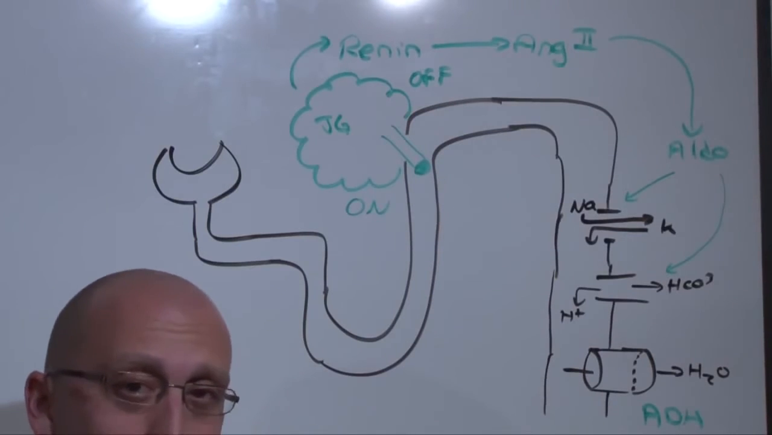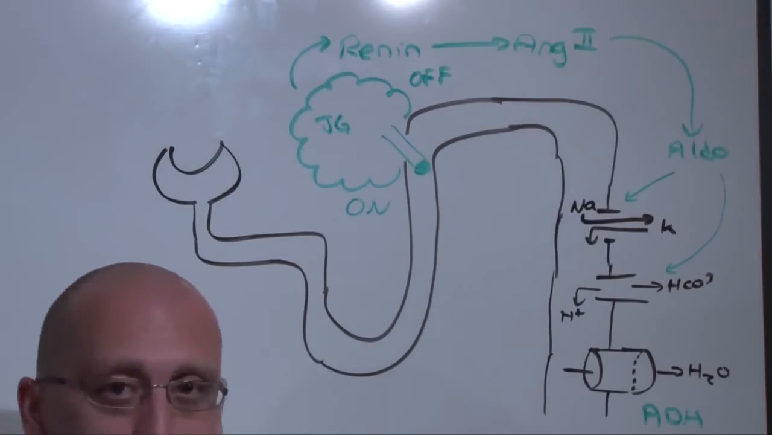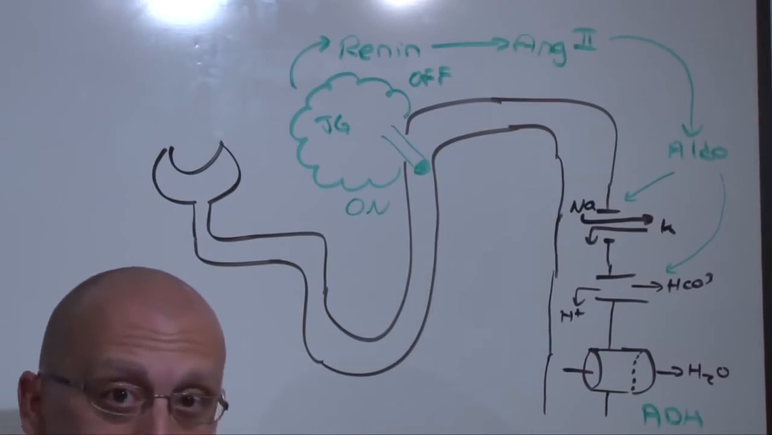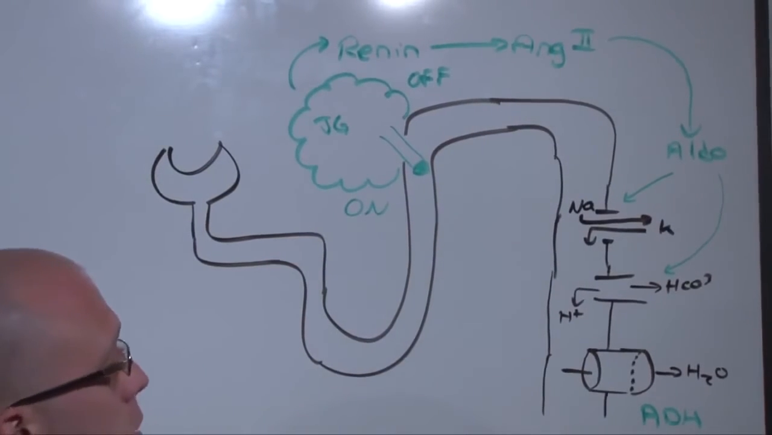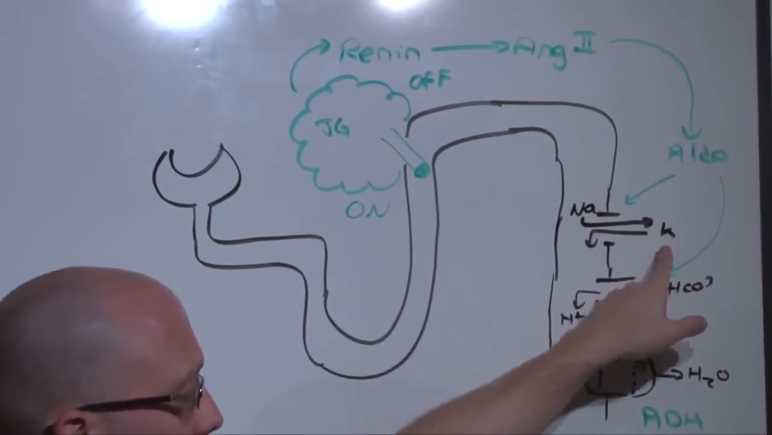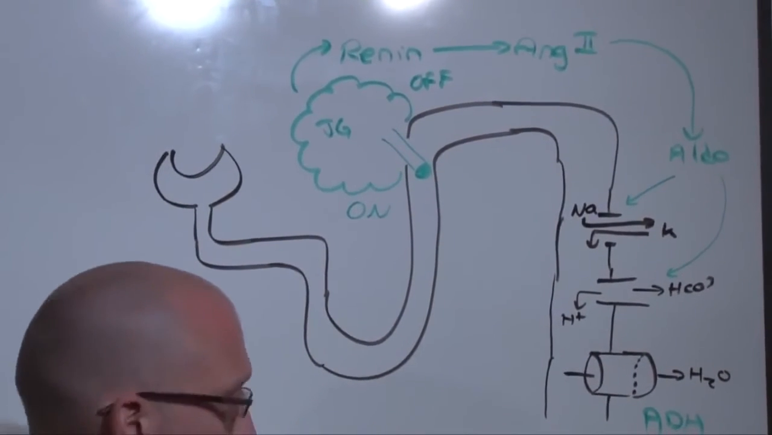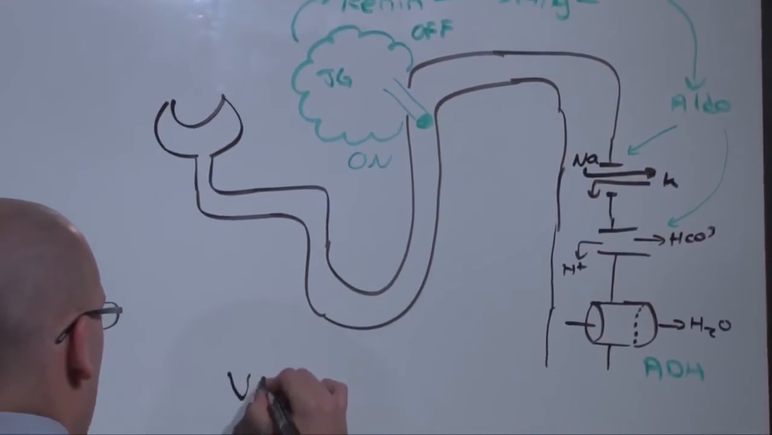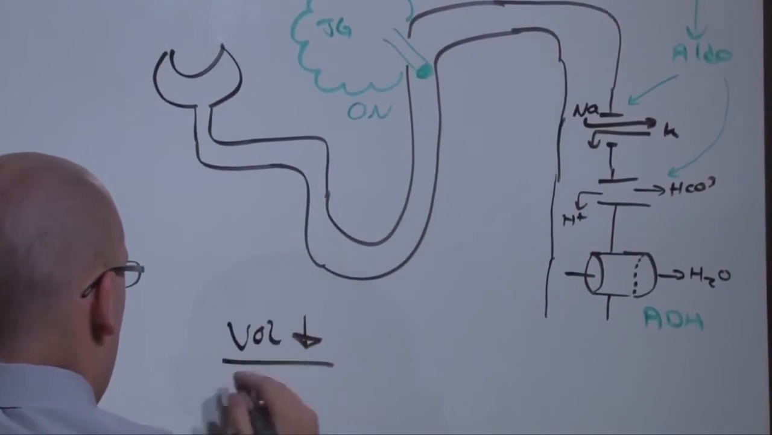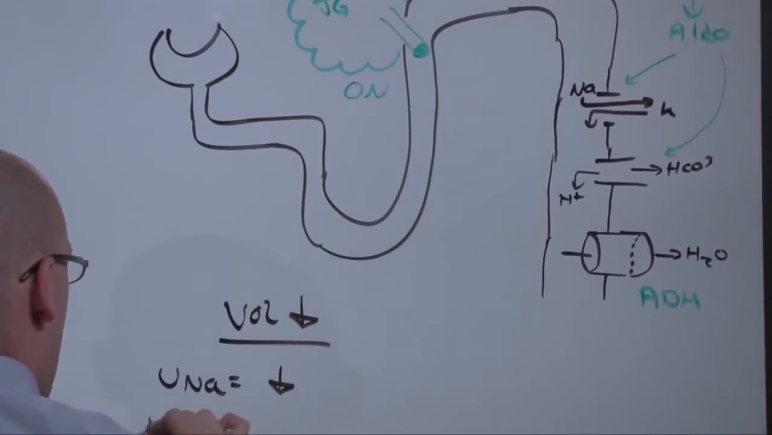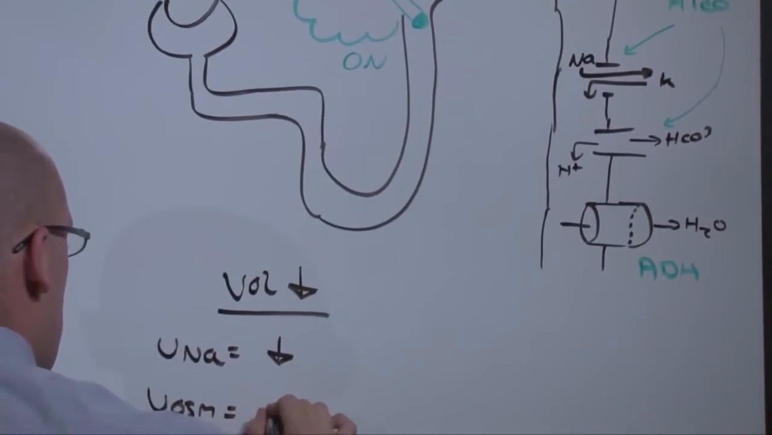This all makes sense. If you're volume down, the body's trying to hold on to as much fluid as it can. So there's not going to be a lot of volume in your urine. It's going to be concentrated. And the body's going to be trying to hold on to a lot of sodium, so there won't be very much sodium in your urine either. In the volume down state, your urine sodium should be low and your urine osms should be high.